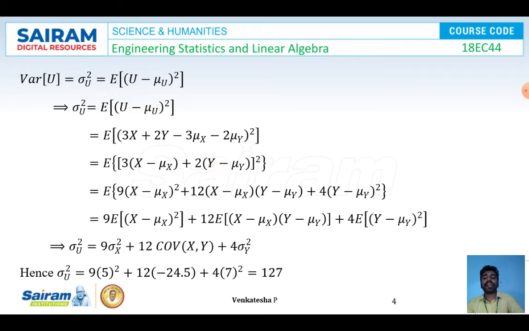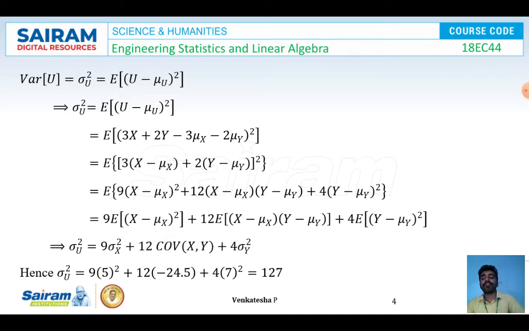So the equation is expectation of 3 into x minus mu x plus 2 into y minus mu y whole square. Expanding this by using the a plus b whole square formula, I got expectation of 9 into x minus mu x whole square plus 12 into x minus mu x, y minus mu y plus 4 into y minus mu y whole square. So the equation leads to 9 times of expectation of x minus mu x whole square plus 12 into expectation of x minus mu x, y minus mu y plus 4 into expectation of y minus mu y whole square. So I got the equation sigma u square is equal to 9 sigma x square plus 12 into covariance of xy plus 4 into sigma y square.